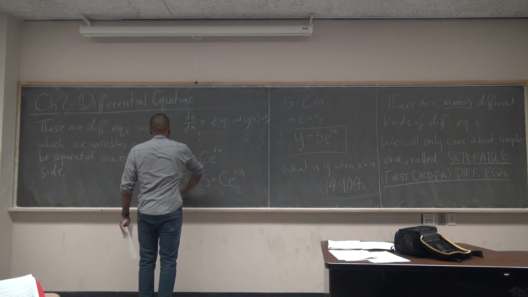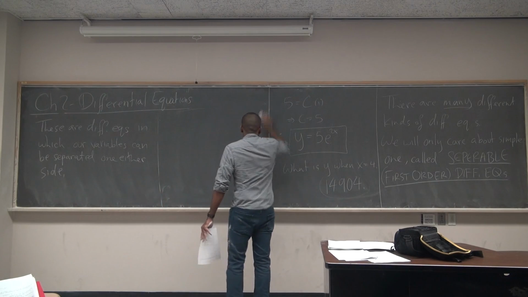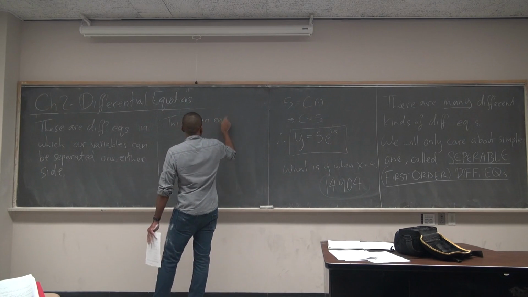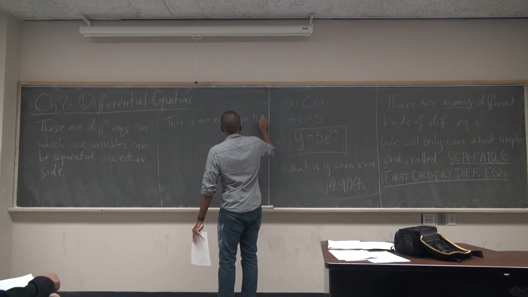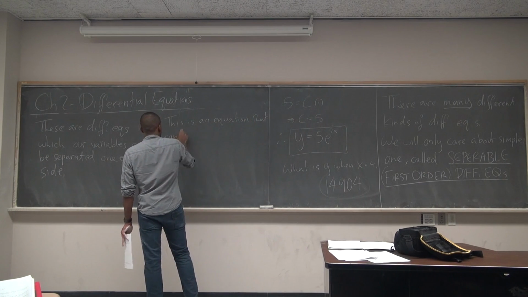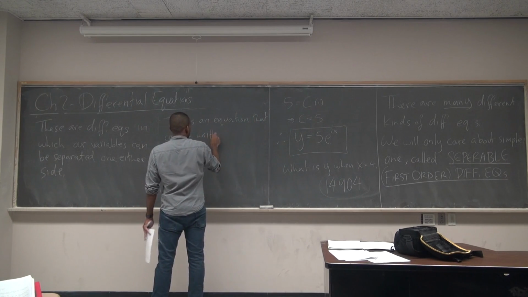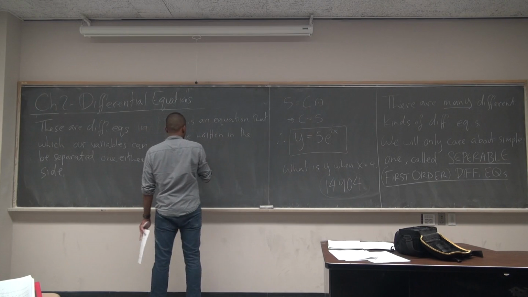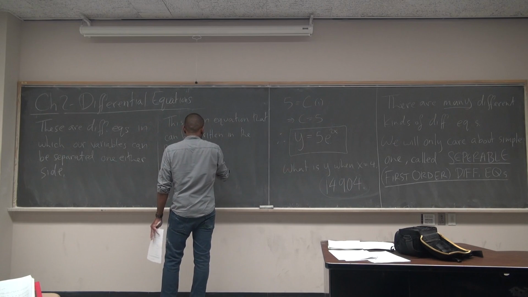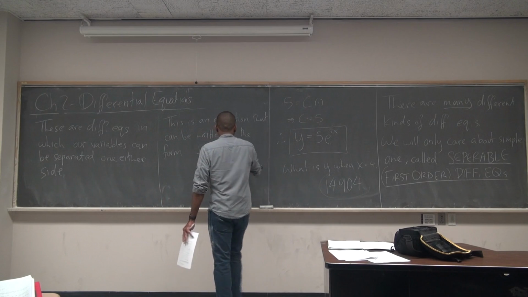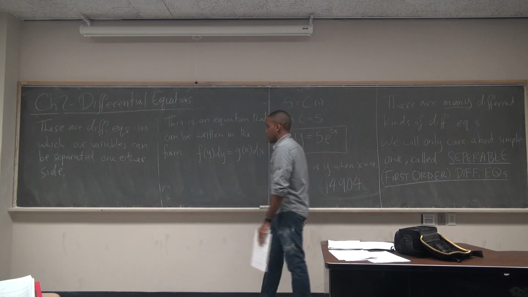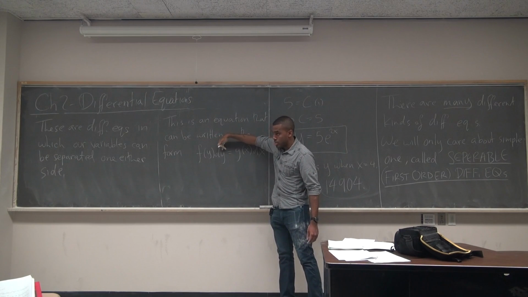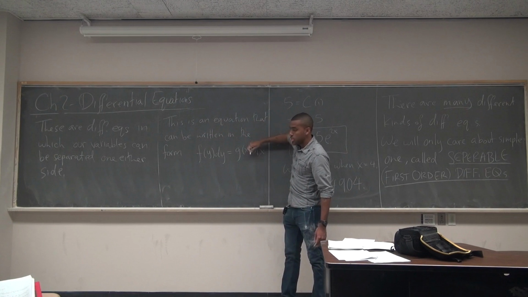So basically what a separable differential equation is, is an equation that can be written in the form f of y dy equals g of x dx, right? A few things to note here. There's a multiplication relationship. There's a function of y times dy. There's a function of x times dx, right?